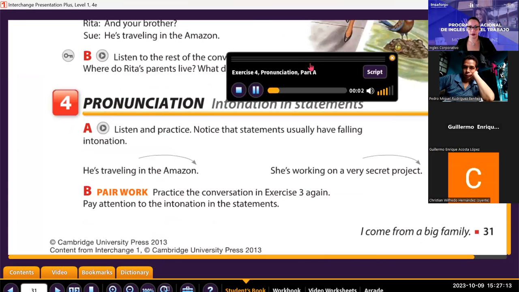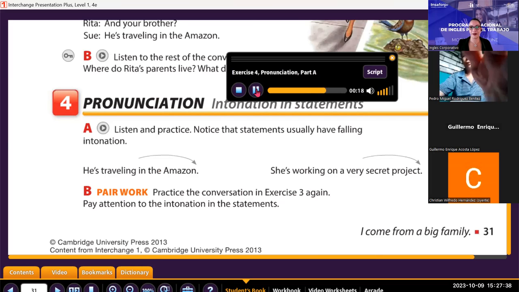Page 31, Exercise 4, Pronunciation. Intonation in Statements. Part A, Listen and Practice. Notice that statements usually have falling intonation. He's traveling in the Amazon. She's working on a very secret project. Okay, listen one more time. You can repeat at home.